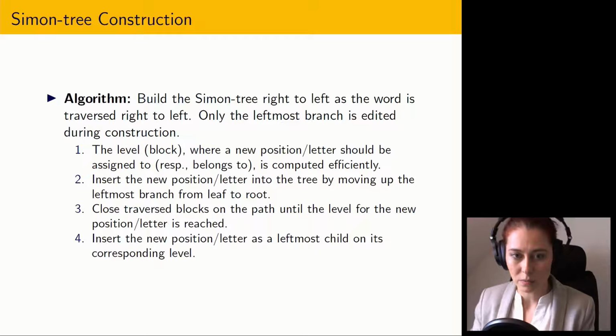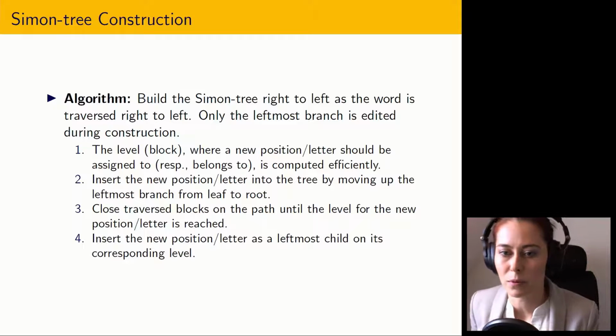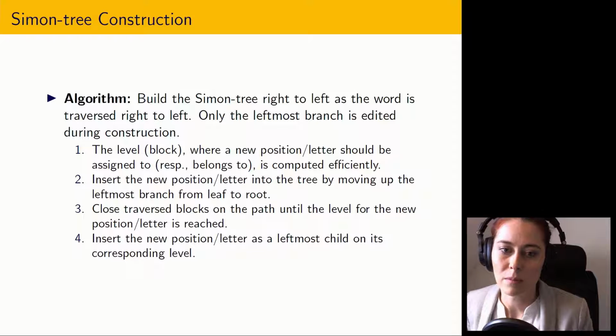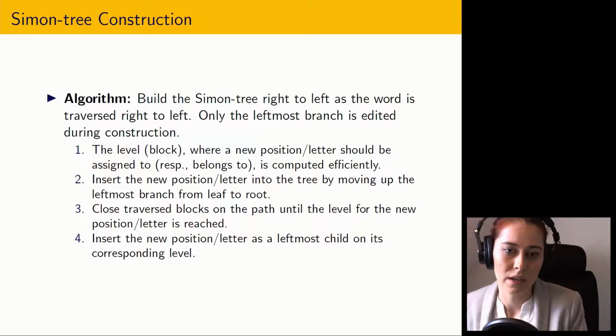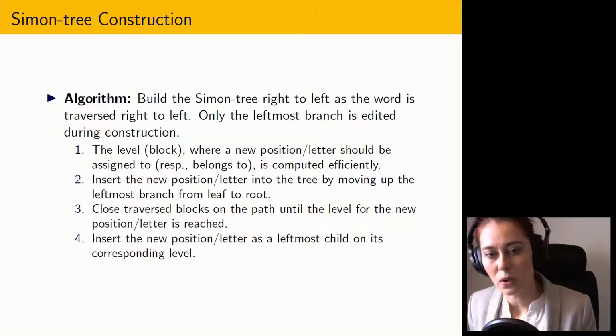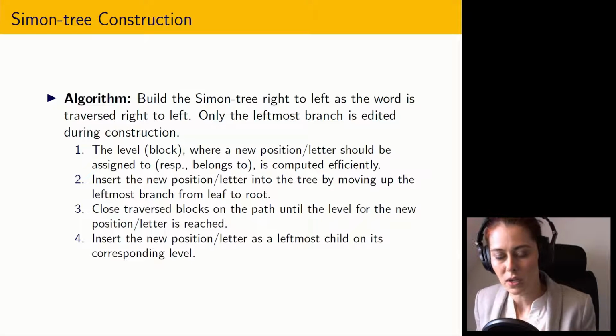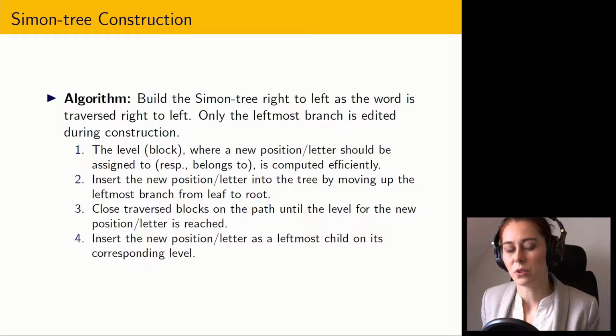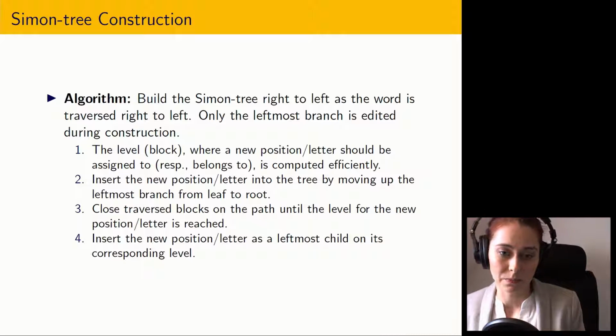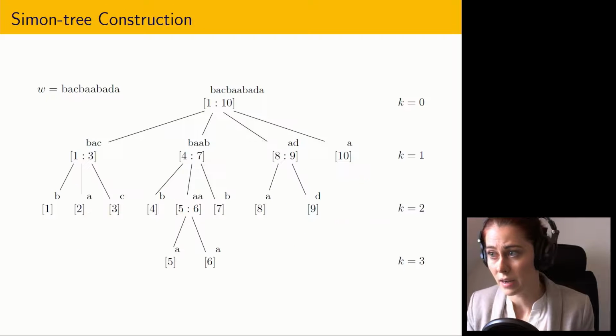So during the process, we move up the leftmost branch of the tree, as this is the only branch where our new position can be inserted into our ordered tree. And during this traversal, we close so far open blocks until we reach the correct level and then insert our letter as the leftmost child on its corresponding level. Yeah, we will now see an example.